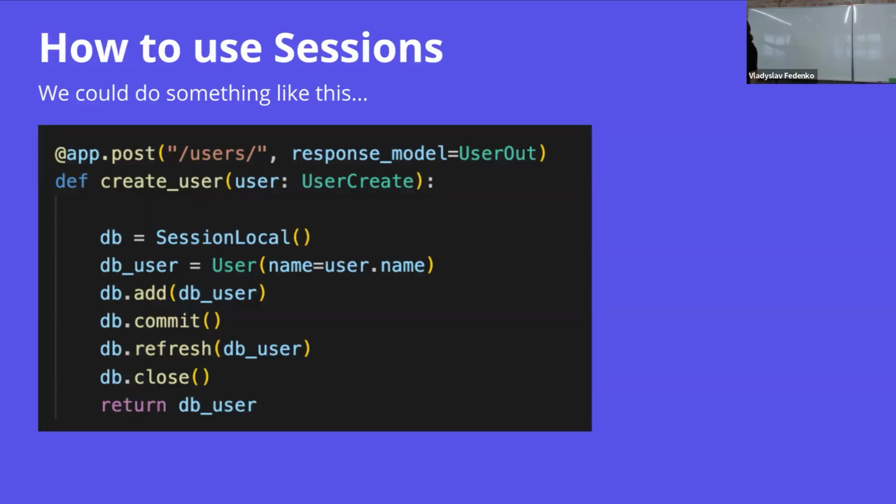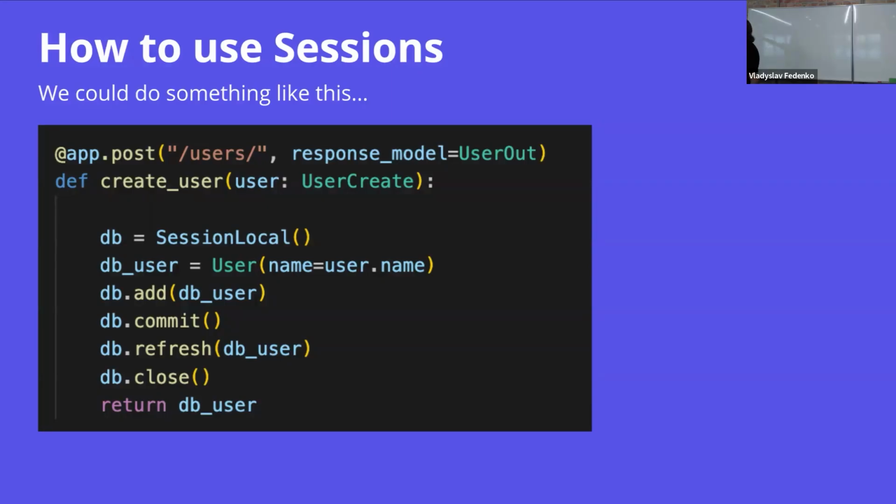Then we add our user in the session. Then we commit. Then we refresh. Refresh means that we are updating our database user, because we are updating this object. Because when we committed our user, an auto-incremented ID was added after. To have this ID, we need to refresh this object. Then we close and return our database user.